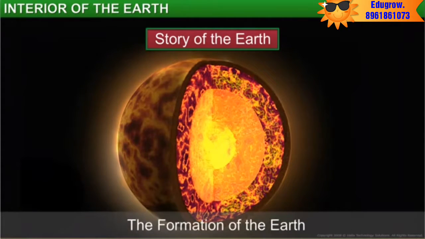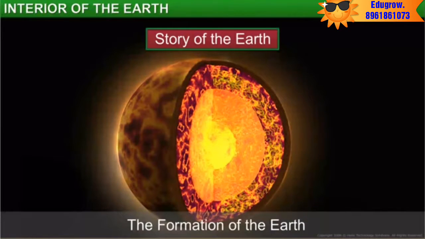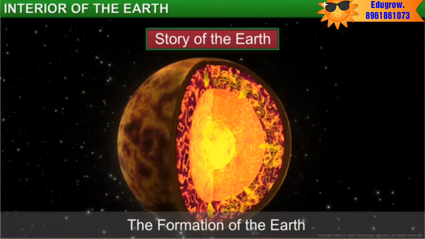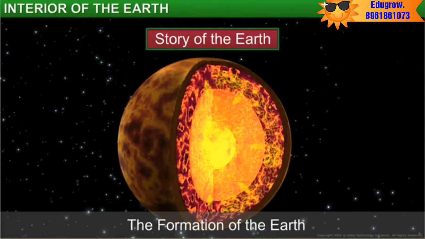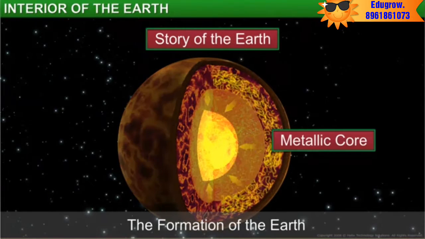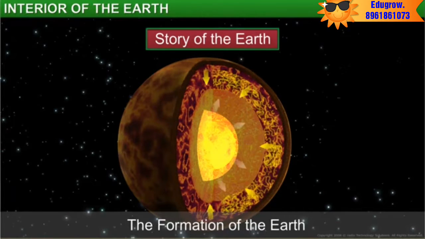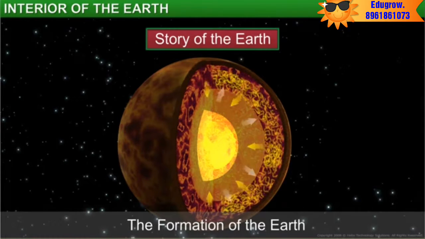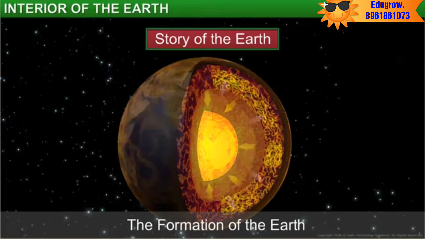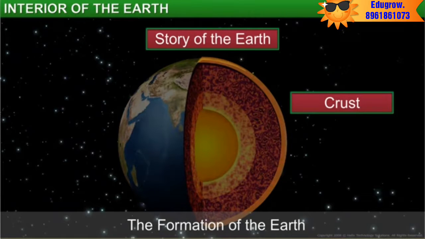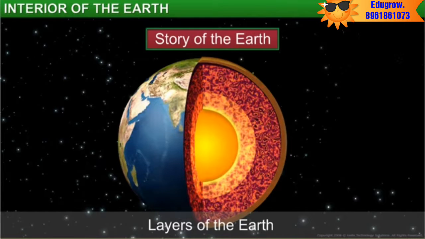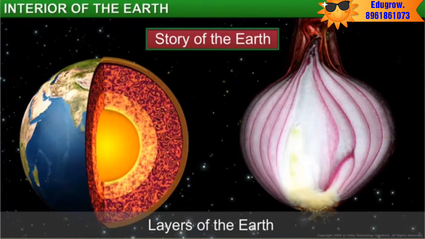As the liquid slowly cooled down, the denser materials that formed the Earth solidified and sank to the center of the Earth, where they formed a metallic core. At the same time, the lighter, less dense elements were pushed out toward the surface, where they formed the Earth's crust. This led to the formation of the Earth with several different layers of material, very much like an onion.